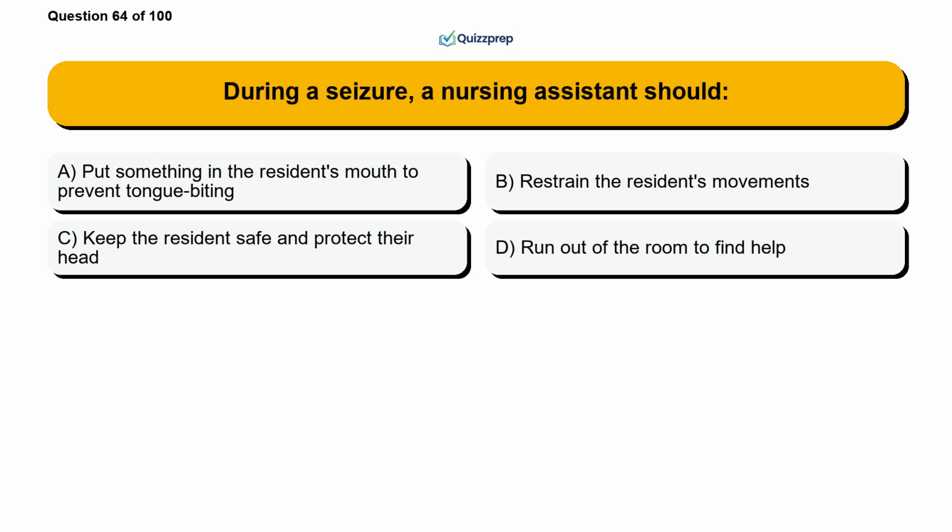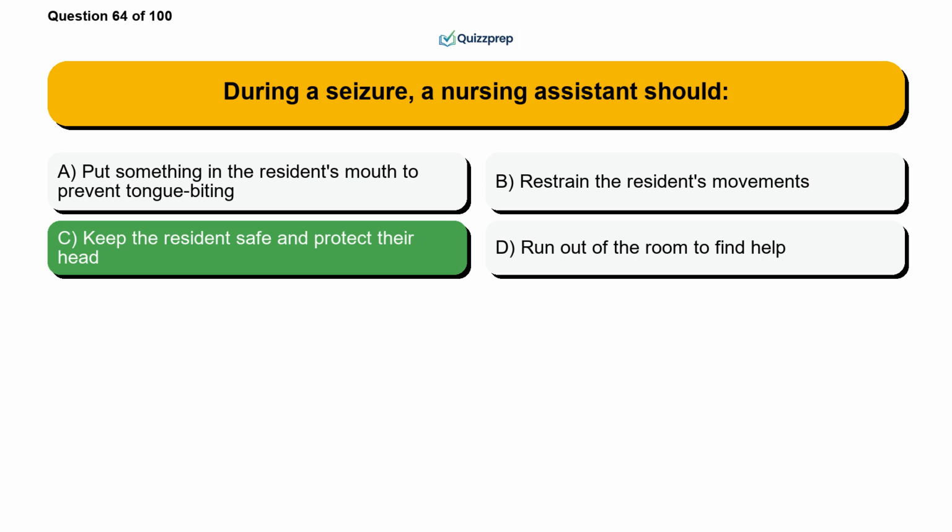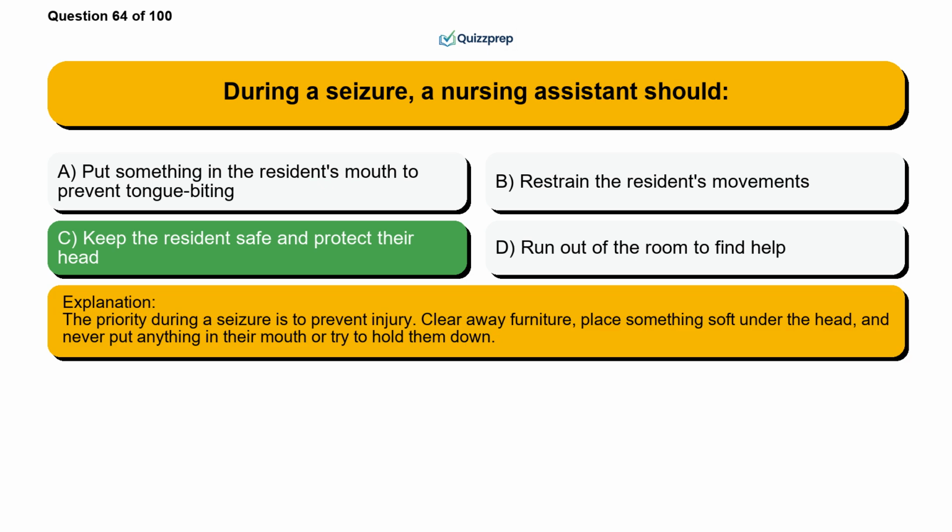Question 64. During a seizure, a nursing assistant should: option A, put something in the resident's mouth to prevent tongue biting. Option B, restrain the resident's movements. Option C, keep the resident safe and protect their head. Option D, run out of the room to find help. The correct answer is option C, keep the resident safe and protect their head. The priority during a seizure is to prevent injury. Clear away furniture, place something soft under the head, and never put anything in their mouth or try to hold them down.